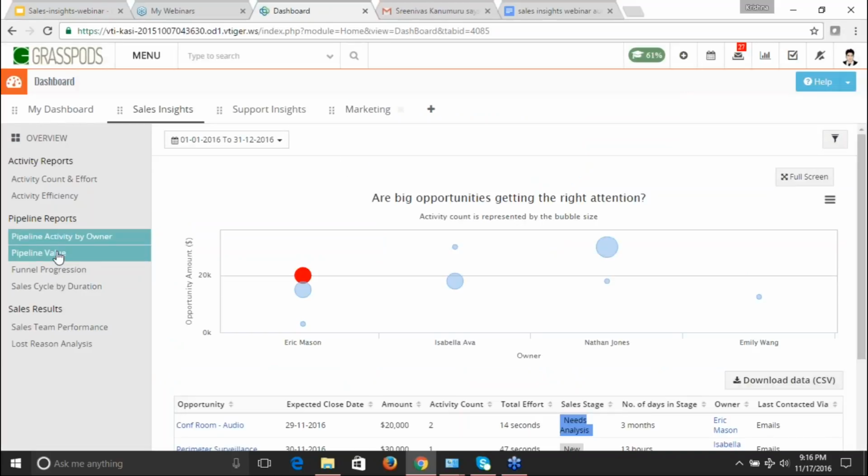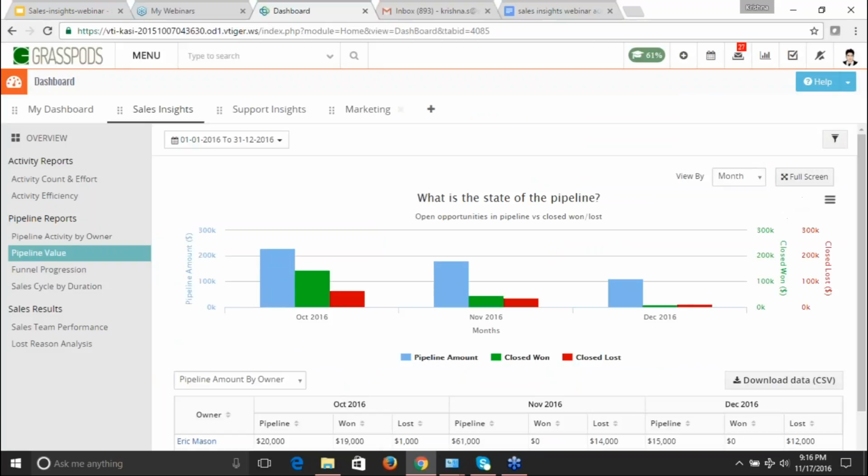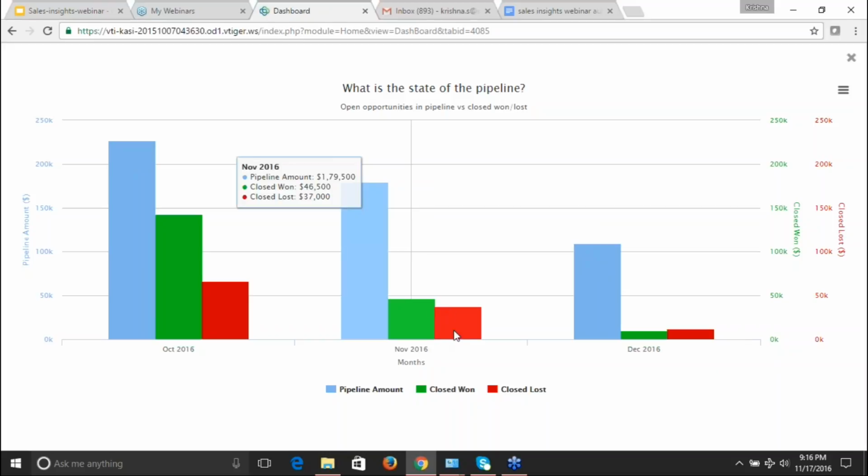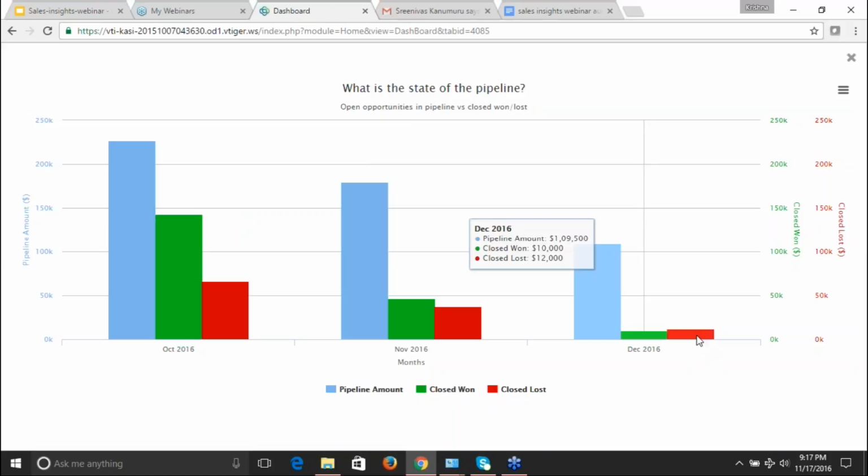Okay, let's look at the pipeline value. Now I'm looking at October, November, and December. The blue here is showing the total pipeline amount that was there. Green is what my team managed to close, and red is what we actually lost. So October was actually okay, but when I look at November, it's a little bit of a concern because we're losing a lot of deals, almost as many as we are winning. And we also already lost a deal that was supposed to close in December.